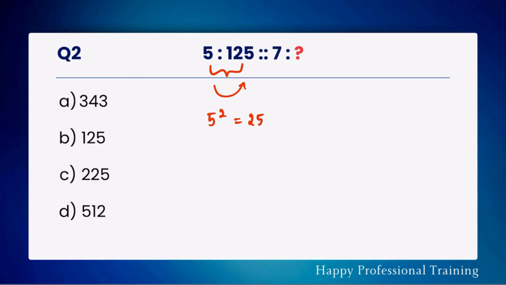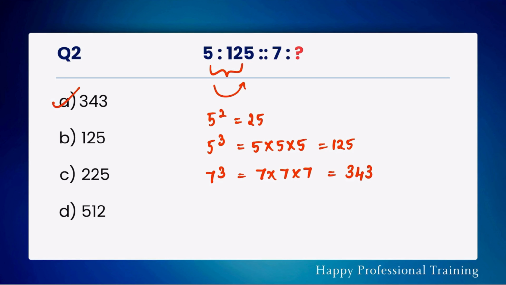So let's try cube now. That is 5 cube. What is 5 times 5 times 5? It is 125. Perfect. Now we know the relationship. It is cubing. Now let's try the same thing for the second pair, 7 cube. What is 7 times 7 times 7? It is 343, which is option A.